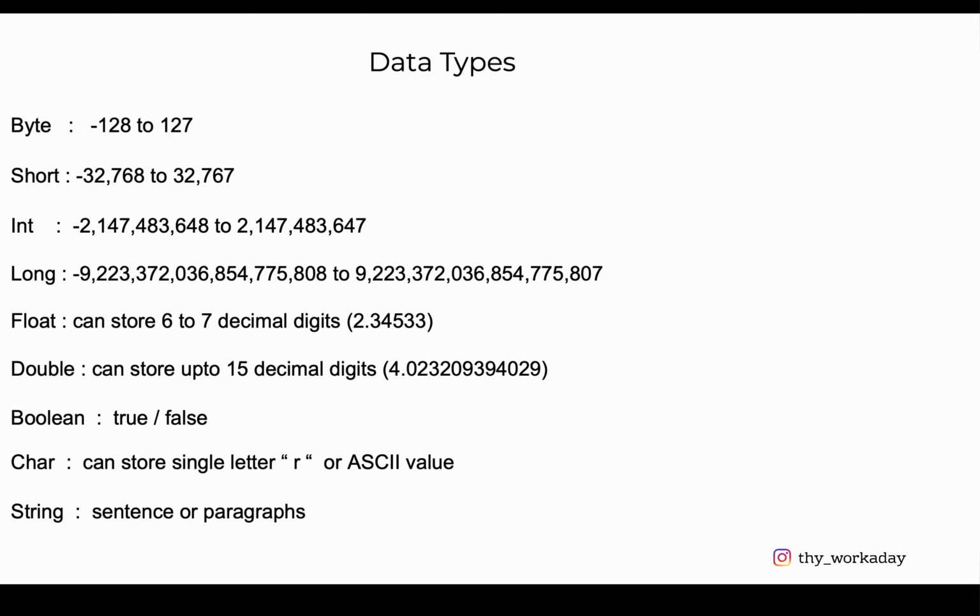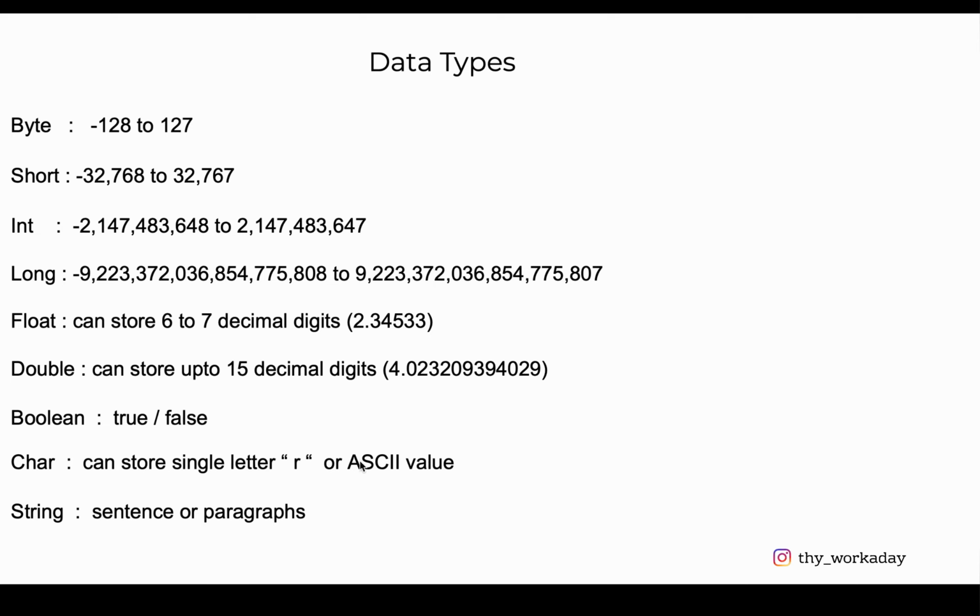And boolean is only true or false. There is no other value you can store in a boolean. Char is where you can store only one letter. The memory assigned to a char is one letter, like A, B, C, D, or an ASCII value.